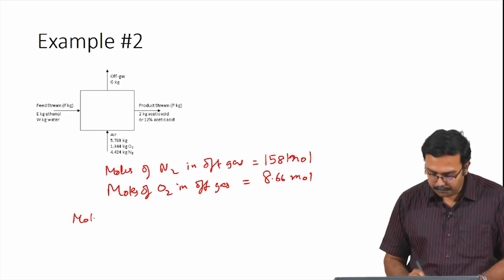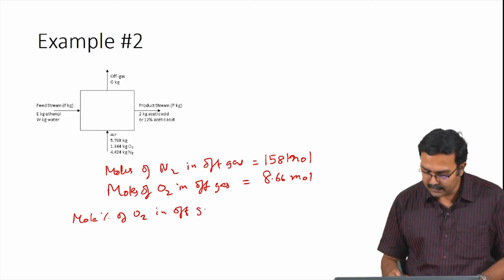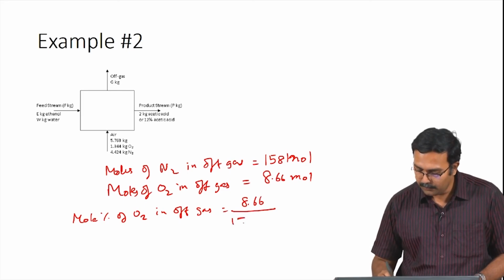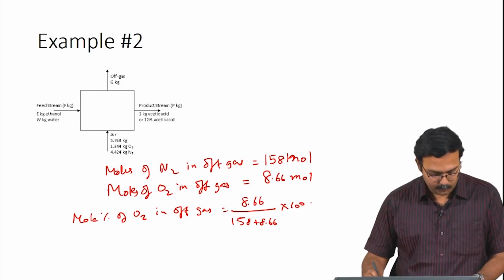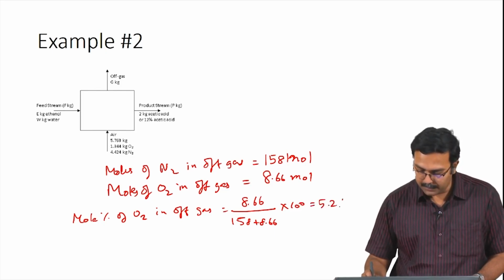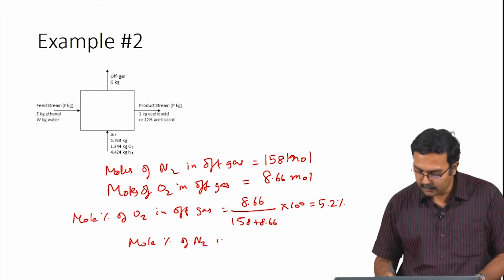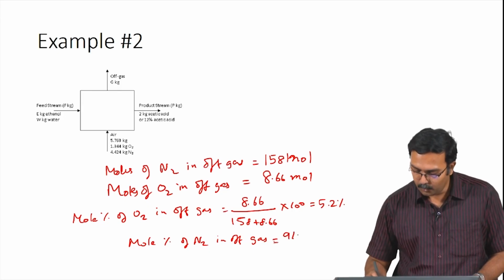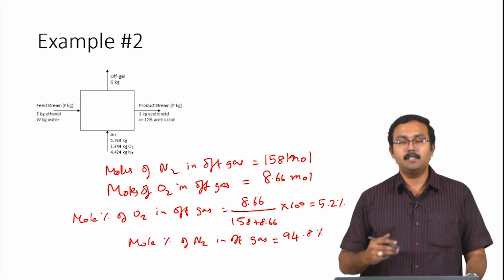So, mole percentage of oxygen in off gas would be equal to 8.66 divided by 158 plus 8.66 times 100, giving you a value of 5.2%. So, the rest would be nitrogen. So, you have mole percentage of nitrogen in off gas as 94.8%. So, this gives the composition of the off gas which is leaving the system.